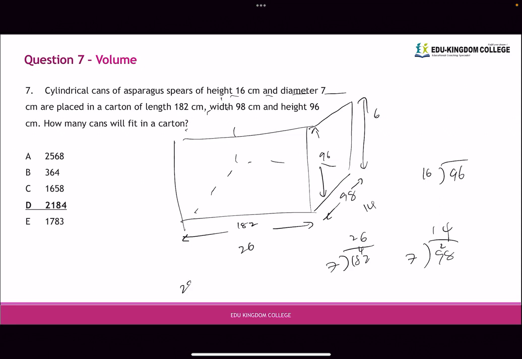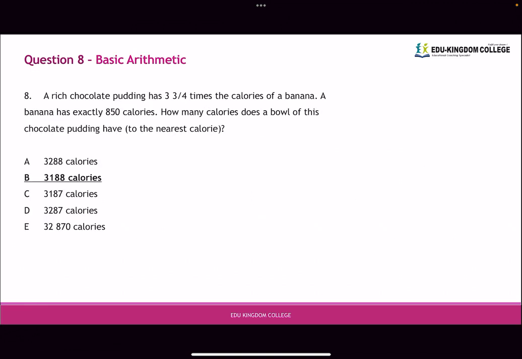So it's going to be 26 times 6 times 14. So what's 6 times 14? That is 84 times 26. Okay, that would have been 2184. Okay, I won't do the maths because it's a bit time consuming. If you want to try it on your own, go for it. You can confirm with the calculator.